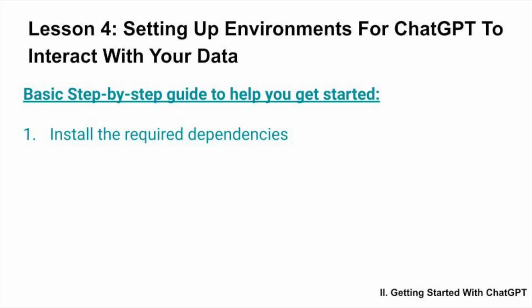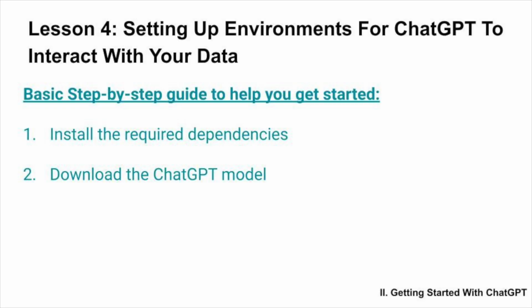1, install the required dependencies. ChatGPT requires Python 3 and a few libraries to run. Make sure you have these installed on your system. 2, download the ChatGPT model. ChatGPT is available as a package on GitHub. Clone the repository and install the package using pip.